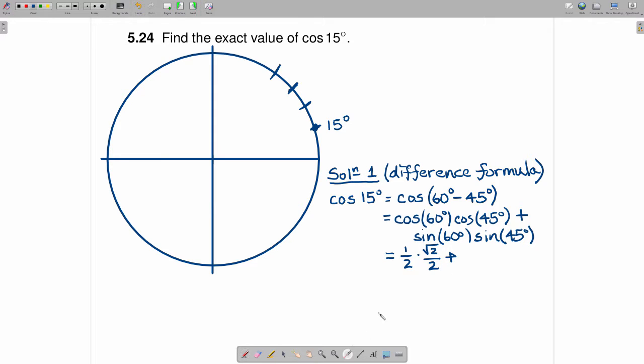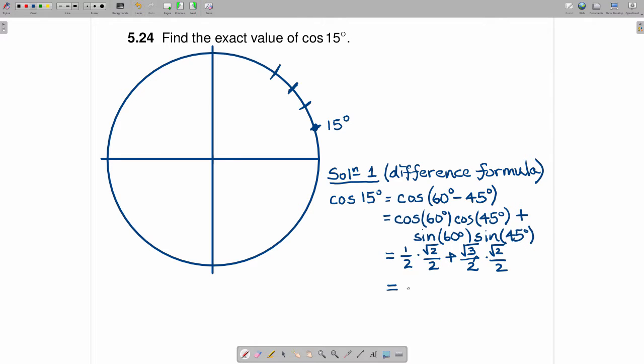The next term is the sine of 60 degrees. Well, here is 60 degrees. Cosine is the first component. Square root of 3 over 2 is the second component, so that's the square root of 3 divided by 2. Finally, the last term here is the sine of 45 degrees. Cosine is the first component, sine is the second component, and that is also going to be the square root of 2 divided by 2.